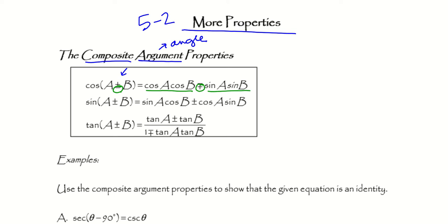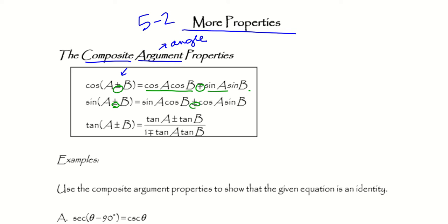For sine, we have that the sine of A plus B, so we're adding our angles inside the sine, will be the sine of the first angle times the cosine of the second. And where we add the angles, we now add as well the cosine of the first times the sine of the second. So for sine, add to add, and then we would subtract to subtract. So if this is minus, this would also be minus.